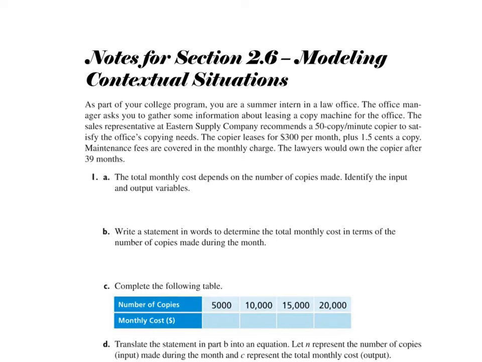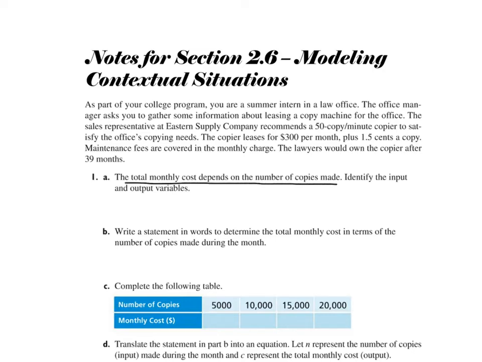The sales rep at Eastern Supply Company recommends a 50 copy per minute copier to satisfy the office's copying needs. The copier leases for $300 a month, and there's 1.5 cents a copy. Maintenance fees are covered in the monthly charge, and the lawyers would own the copier after 39 months. Some of this information is probably a little bit extra and excessive, but for the most part, everything that we need is here. The total monthly cost depends on the number of copies made. They've even kind of done a lot of the work for us here.